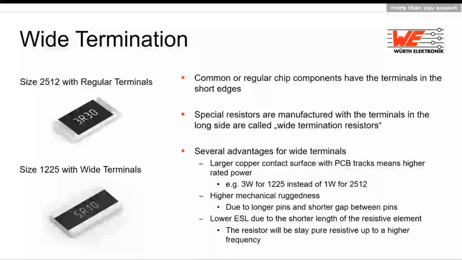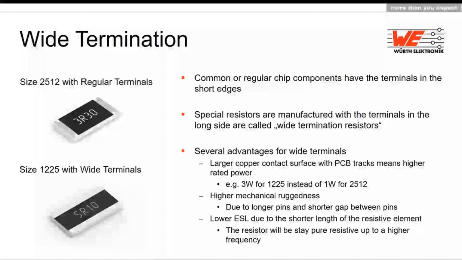I already talked before about a wide termination resistor. Common or regular chip components have the terminals on the short edges. Resistors with the terminals on the long side are called wide terminal. This brings several advantages to this kind of product.